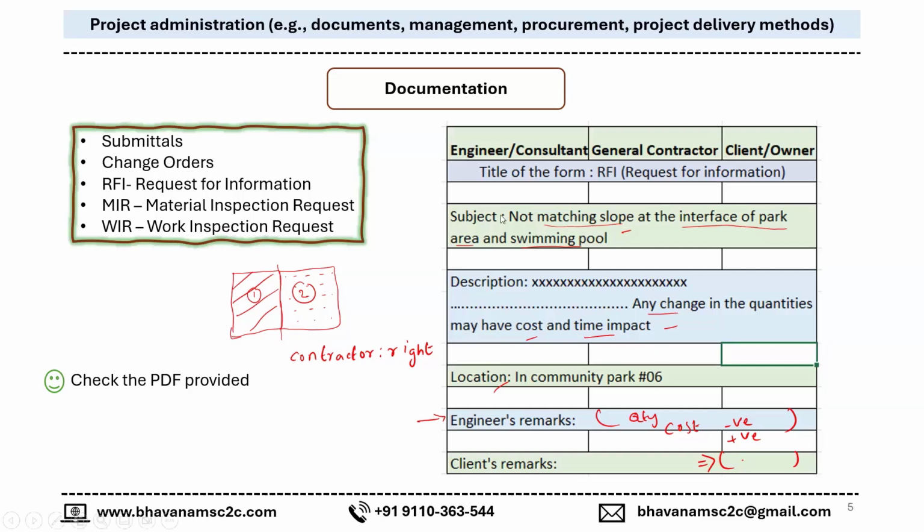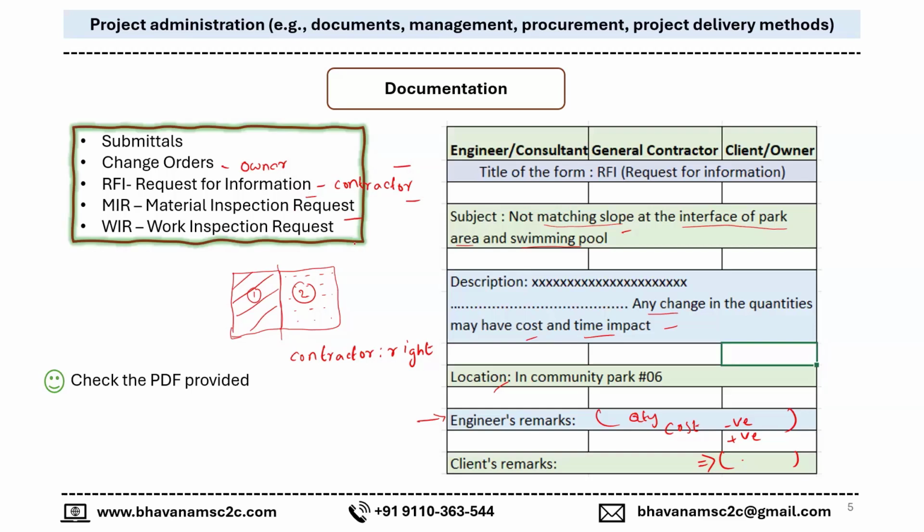Change order originates from the owner basically, whereas RFI originates from the contractor. Anyhow, the concept of addressing is the same. Even the change order will have schedule, cost and time impact. So does the RFI, but the RFI is raised from the contractor side.